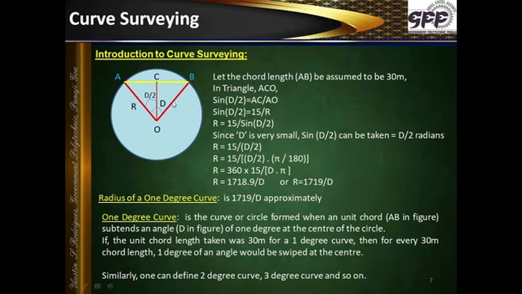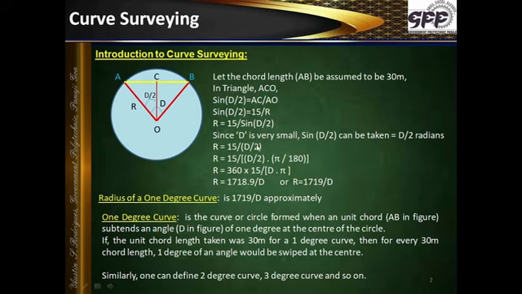Now whenever we plot this circle on the ground, we know that the ground is large, the alignments are large, the radii are large, and these angles are very small. When d by 2 is very small, sine d by 2 can be looked upon as d by 2 in terms of radians. In radians, sine d by 2 comes very close to d by 2 if the angle is very small. So we can directly take sine d by 2 equal to d by 2. In this equation, R will become 15 divided by d by 2.